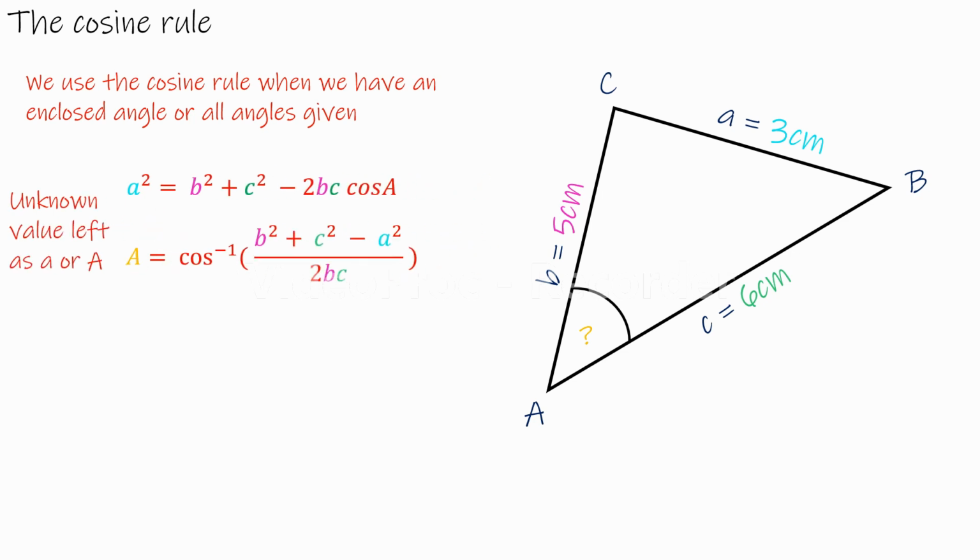A equals cos to the minus 1 times b squared plus c squared minus a squared over 2bc. So, substituting in our values, A equals cos to the minus 1 of 5 squared plus 6 squared minus 3 squared over 2 times 5 times 6. And this will give us a nice answer of 21.02 degrees to 2 decimal places.